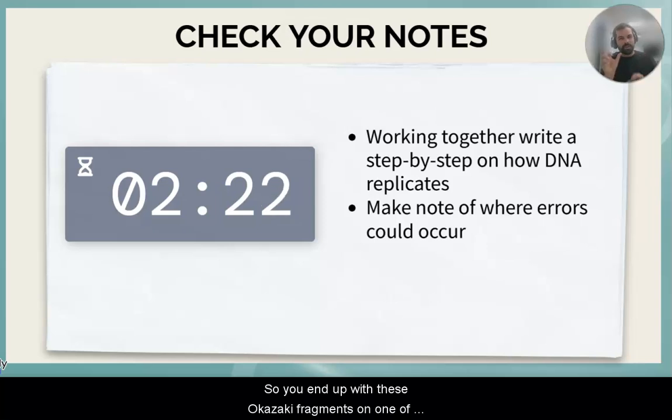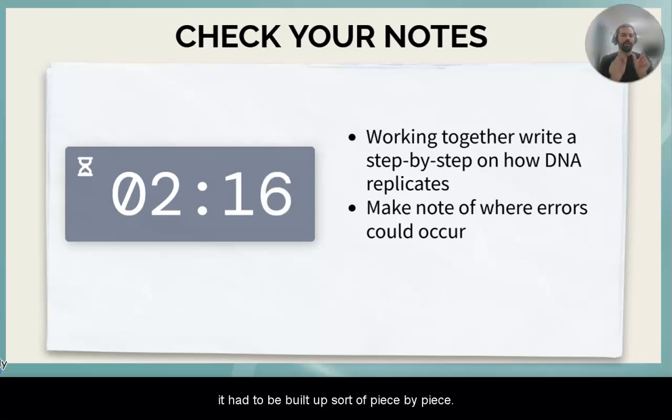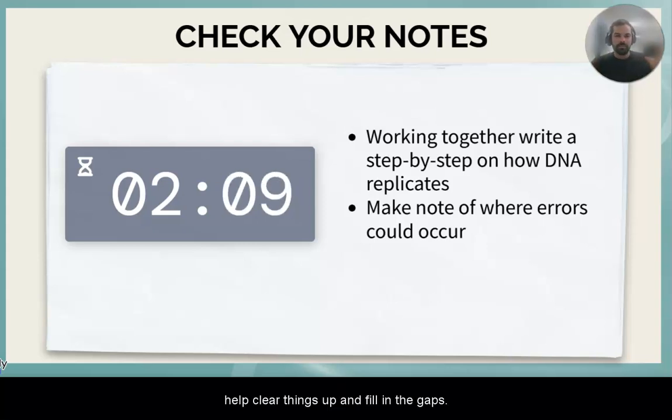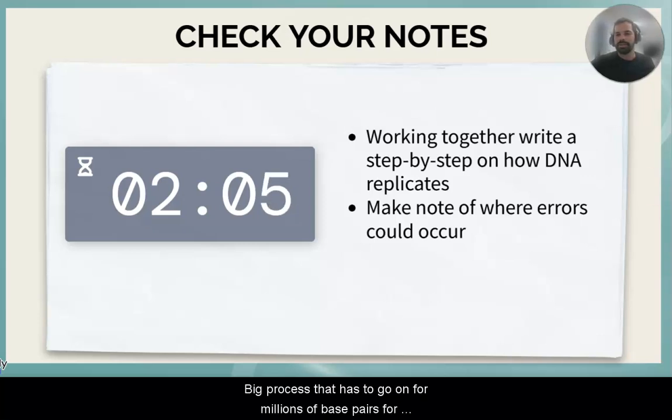So you end up with these Okazaki fragments on one of the strands, on the lagging strand, where it had to be built up sort of piece by piece. And then you have those other enzymes that help clear things up and fill in the gaps. Big process that has to go on for millions of base pairs for each of our chromosomes.